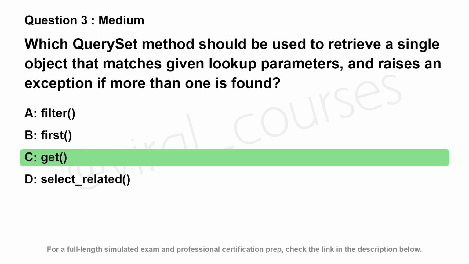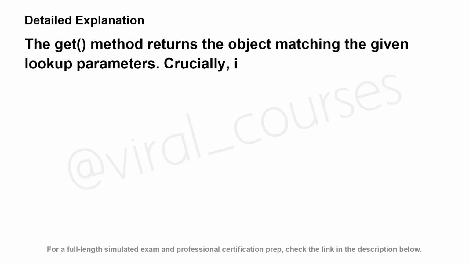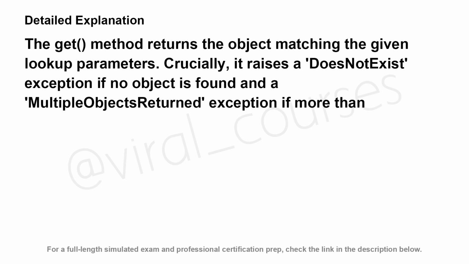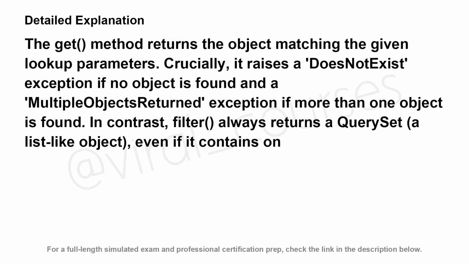The correct answer is C. The get method returns the object matching the given lookup parameters. Crucially, it raises a DoesNotExist exception if no object is found and a MultipleObjectsReturned exception if more than one object is found. In contrast, filter always returns a QuerySet, a list-like object, even if it contains only one item or is empty.